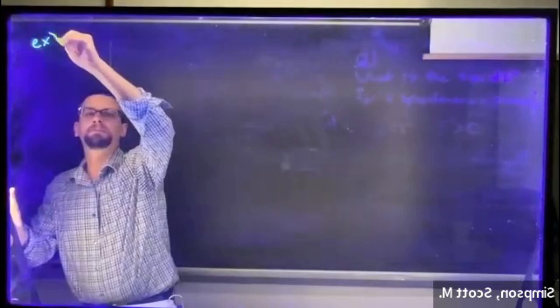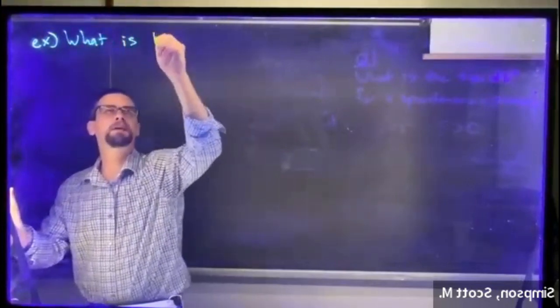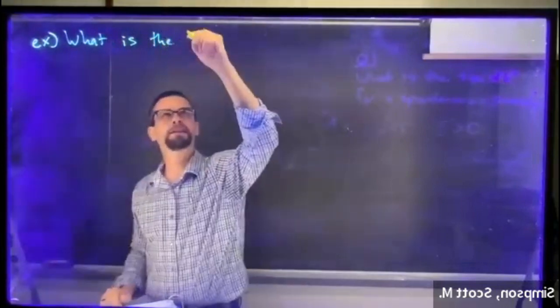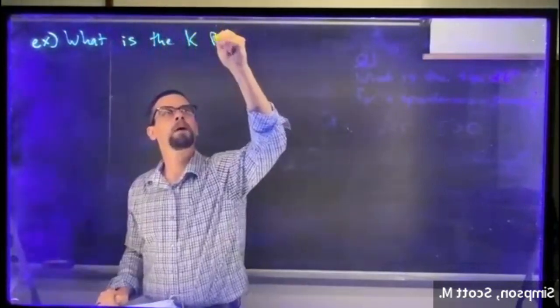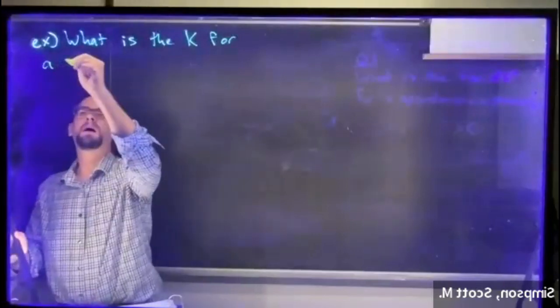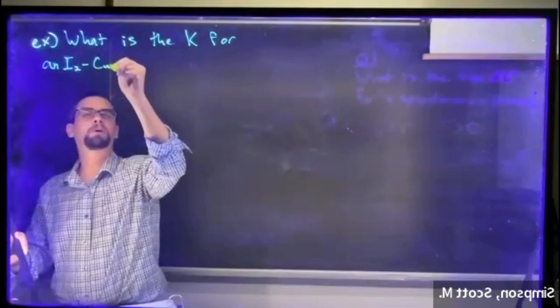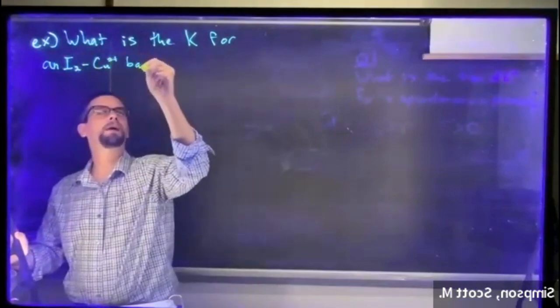So example, what is the equilibrium constant for an iodine copper 2+ battery?